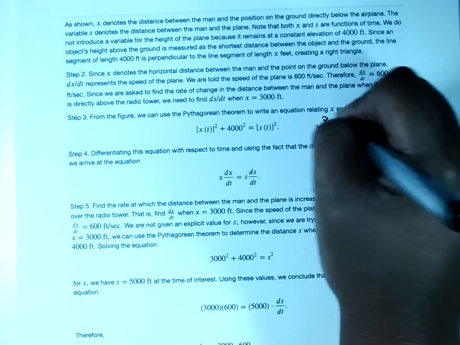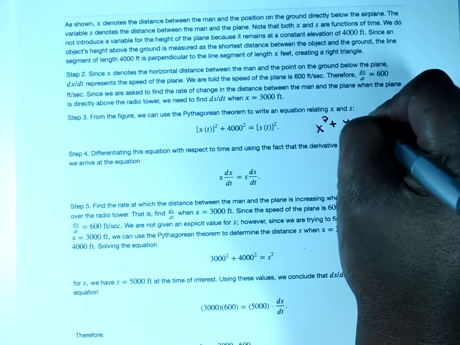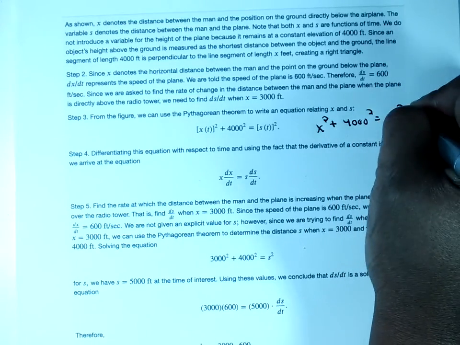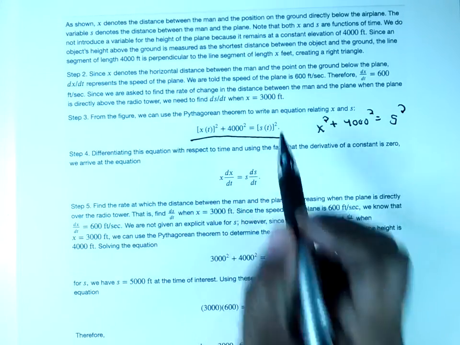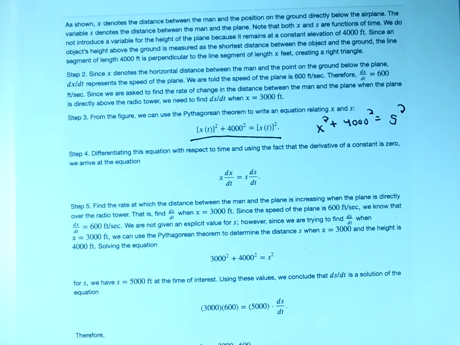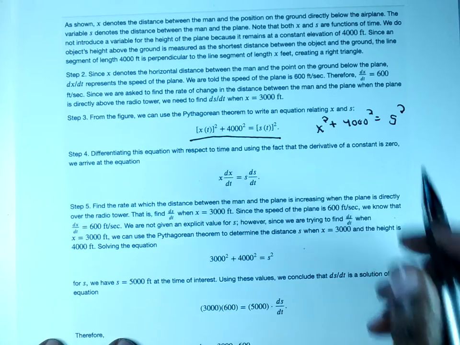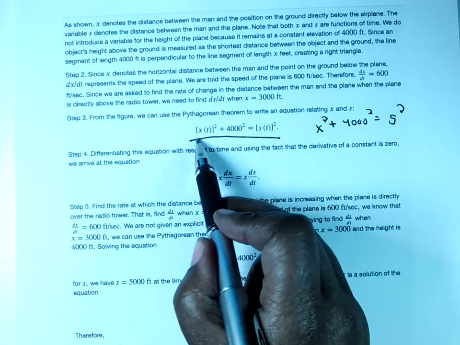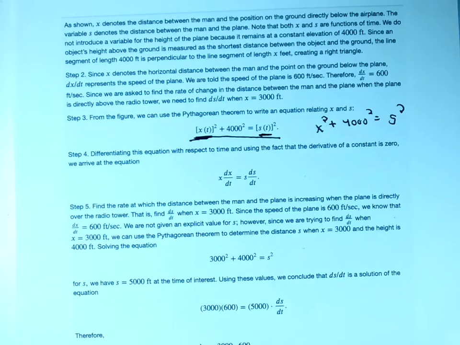The x squared plus 4,000 squared is equal to s squared. Now here, again, that distance between the base of the tower and the man on the ground, that x distance, and the s distance are changing over time because the plane is still flying. So we're going to rewrite this in terms of t, just so we can see when we take those derivatives, make sure we're using the chain rule. Keep in mind that these are functions. Those are both functions of time.